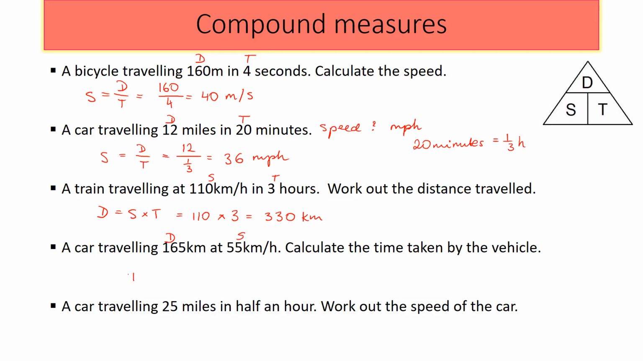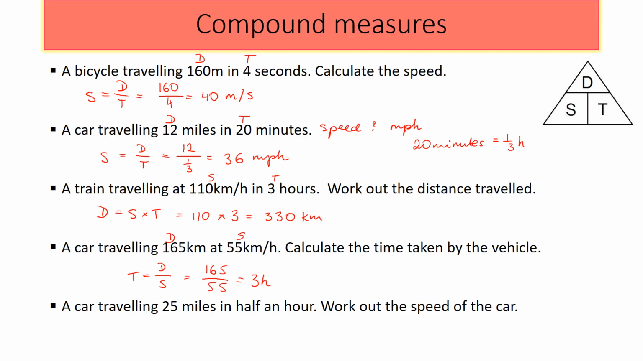So to work out the time, look at the triangle. I need to divide distance by speed. Distance is 165 and the speed is 55. You can use the calculator to work out the answer, or do it in your head, because what we get is 3 hours.